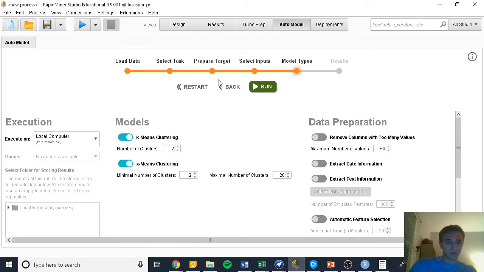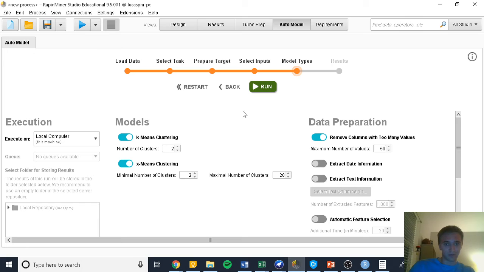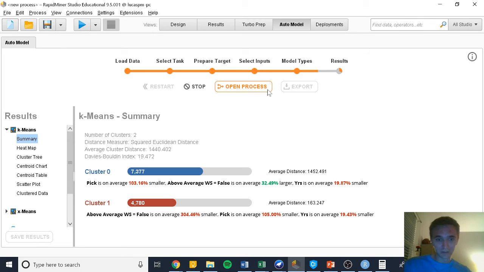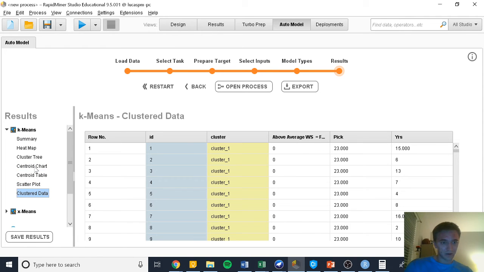We can also do another cluster in RapidMiner that I thought was interesting. This time doing it with the above average win share. I probably could use more clusters in that last one, but here we go. Let's look at the data.